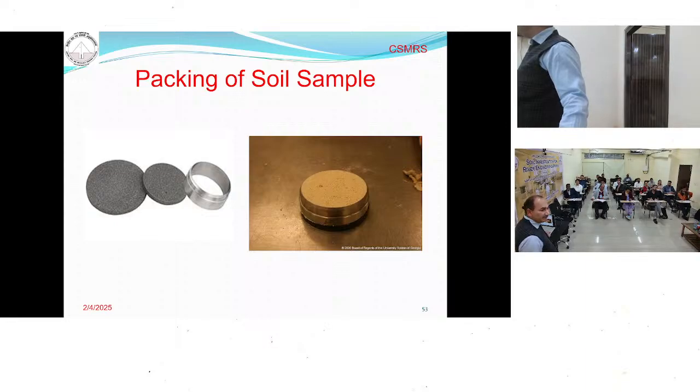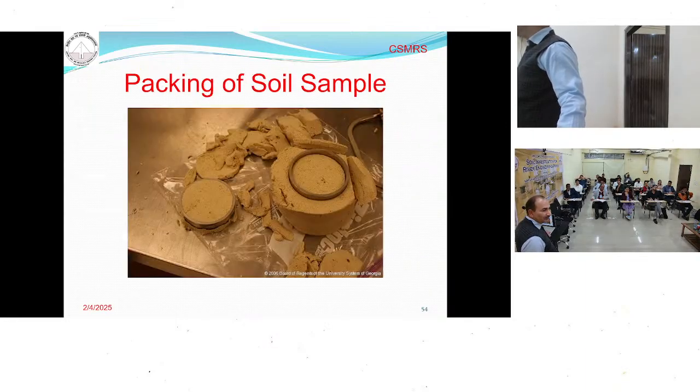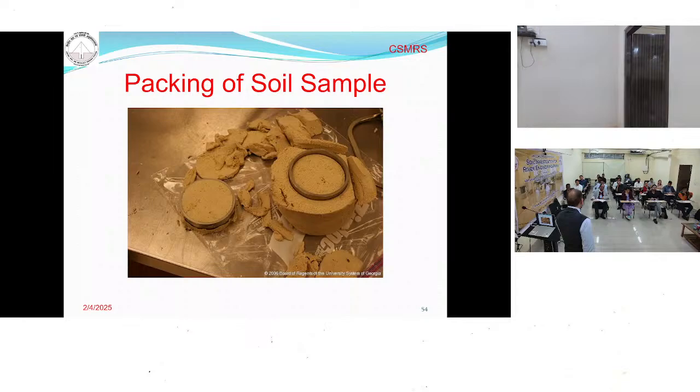So this is the packed sample, you can see it here. In the case of a foundation, we get an undisturbed sample. We talked in the morning about the undisturbed sample, because for a foundation we take the undisturbed sample to determine how much settlement the foundation will undergo. So here we take a chunk sample, a block, and we insert the ring inside this soil chunk like this and prepare the sample.